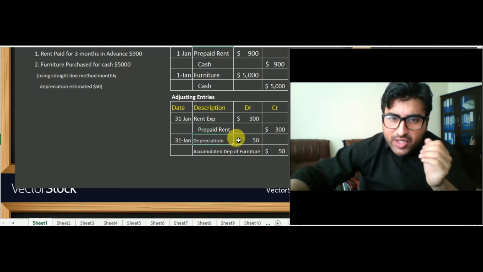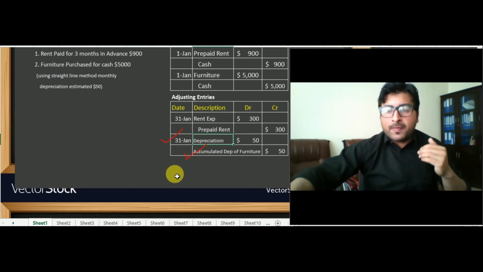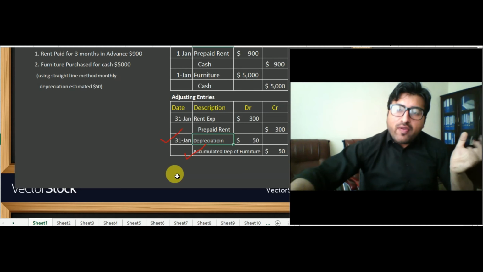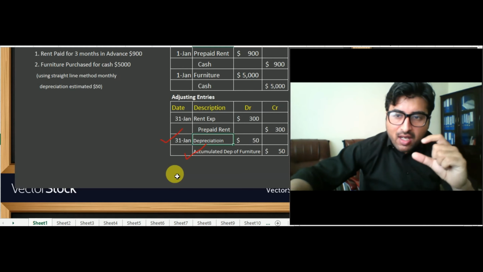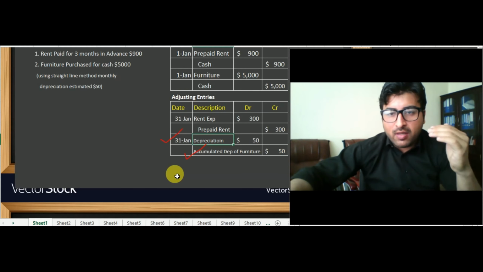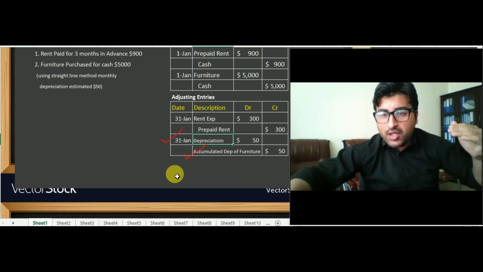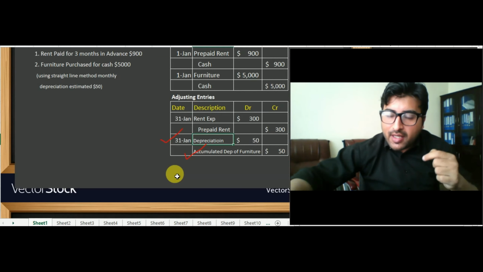What is depreciation? Depreciation is actually an expense account, right? So that increase we debited. And what is accumulated depreciation of furniture? Accumulated depreciation of furniture is the contra asset account, and the contra asset account has the opposite rule of the main asset account. For example, if an increase in asset is debited, then an increase in the accumulated depreciation is credited.